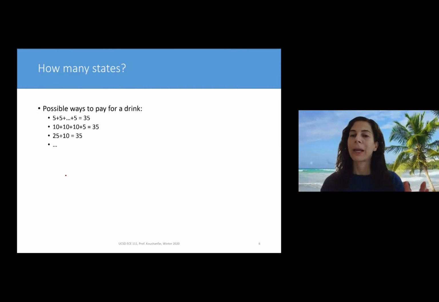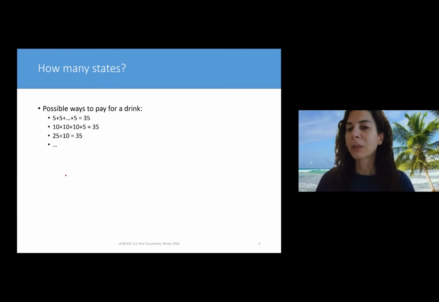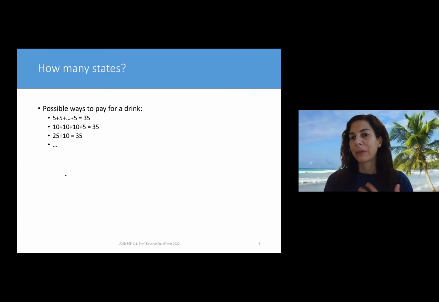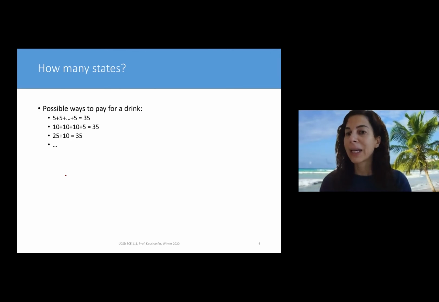For example, it doesn't matter if I have 10 cents because I got one 10 cent coin, or I got 2 nickels. If I'm in the 10 cent state, that is what matters.